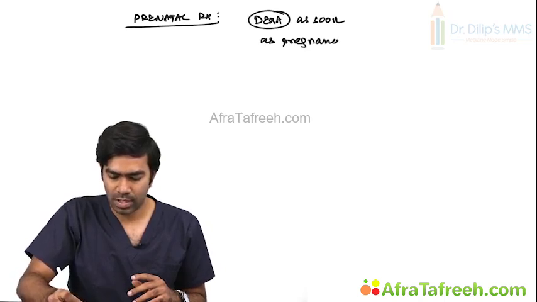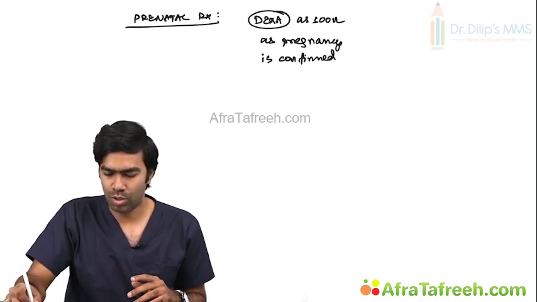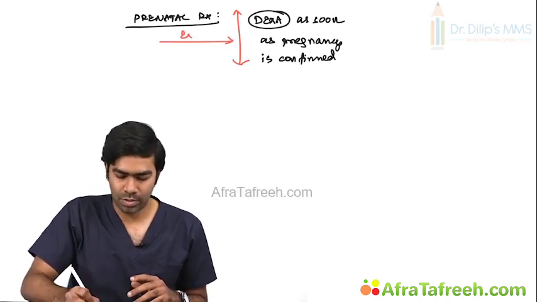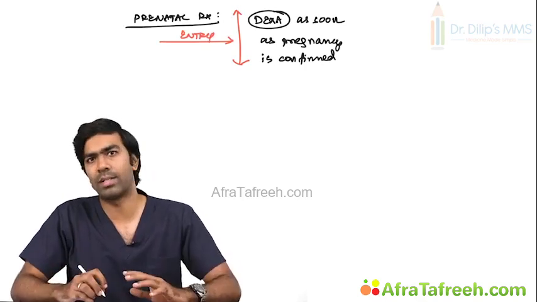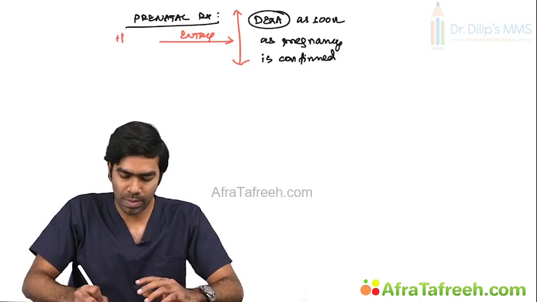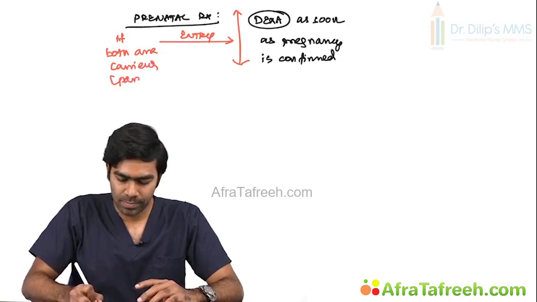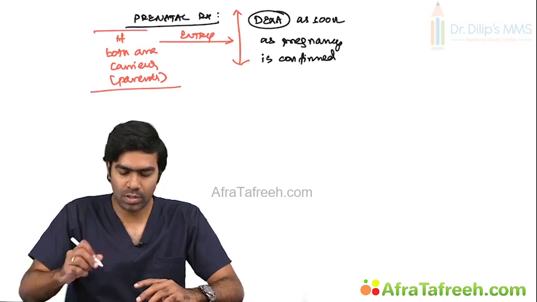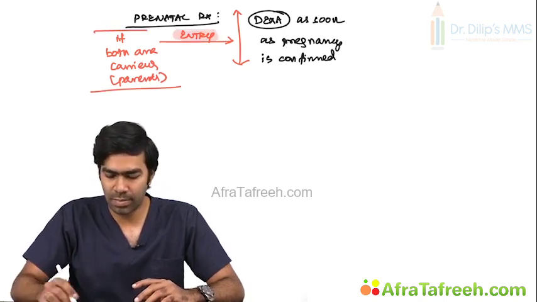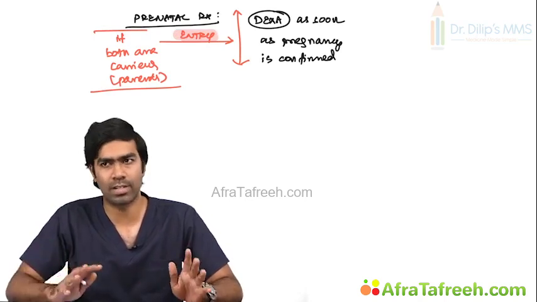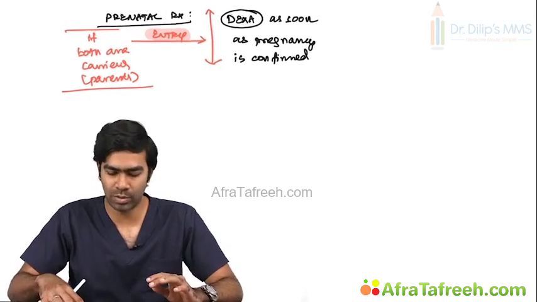As soon as pregnancy is confirmed. But will you give this dexamethasone for all patients? No, not at all. Which means there should be some entry criteria. So the patients are eligible to get dexamethasone only if both the parents are carriers. If both the parents are carriers, then the mother will become eligible for this dexamethasone therapy. Clear? So husband and wife both should be carriers. Then only the mother will be eligible for dexamethasone therapy.